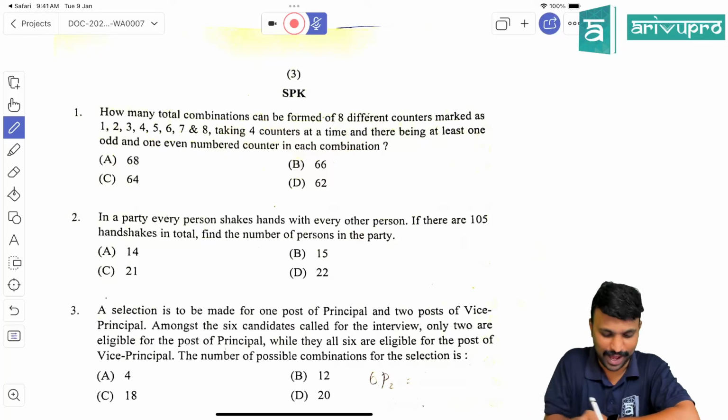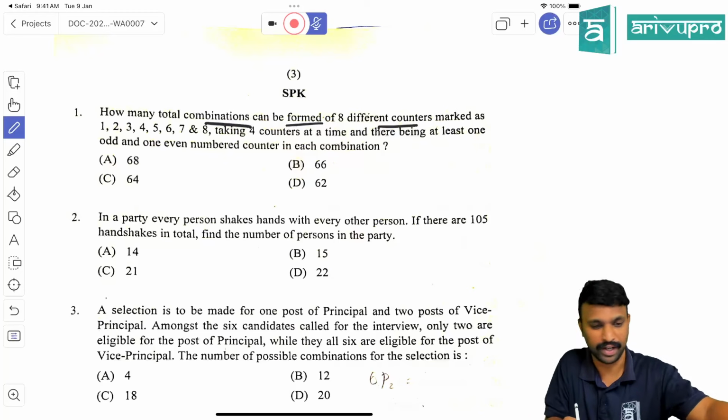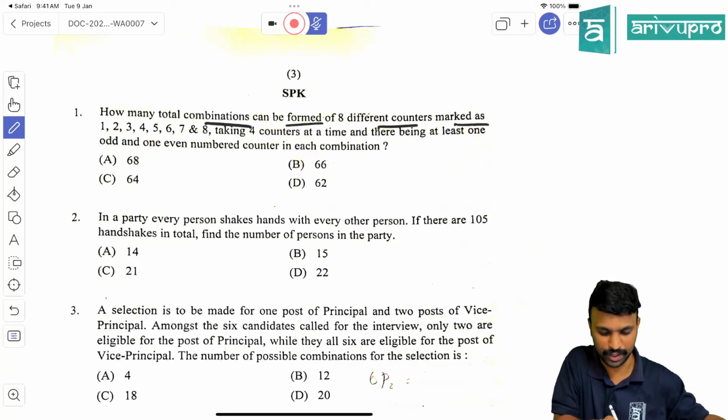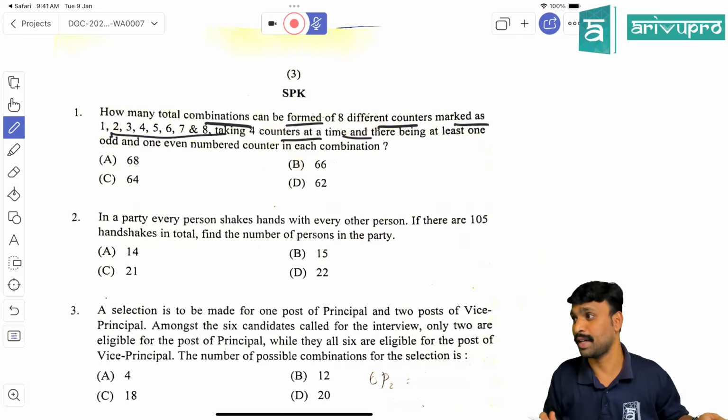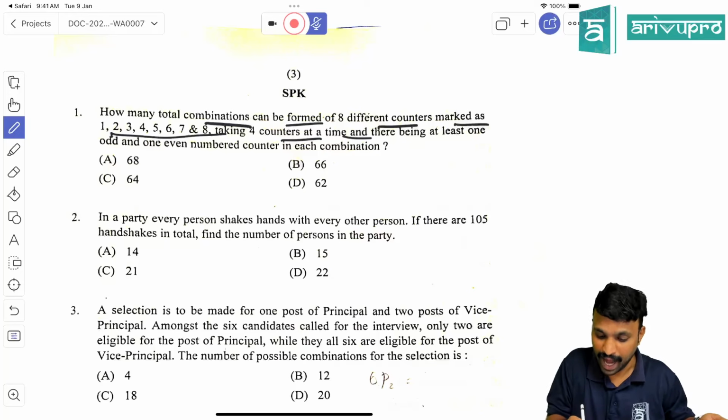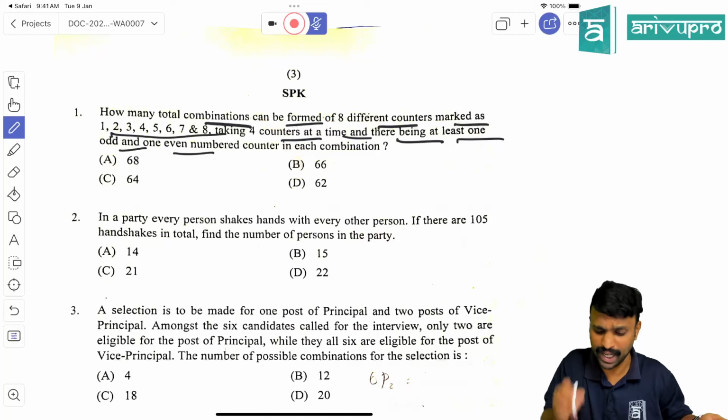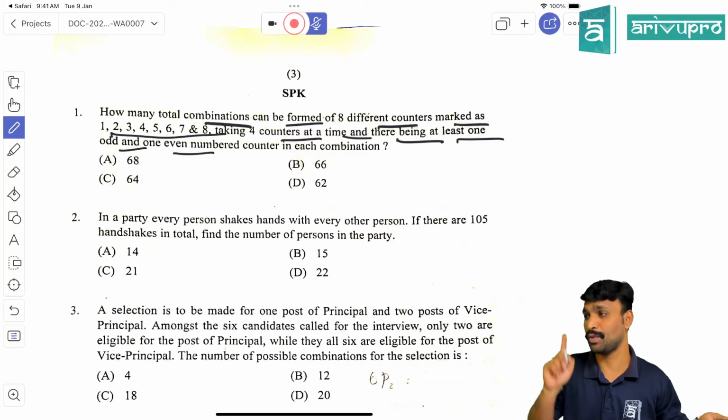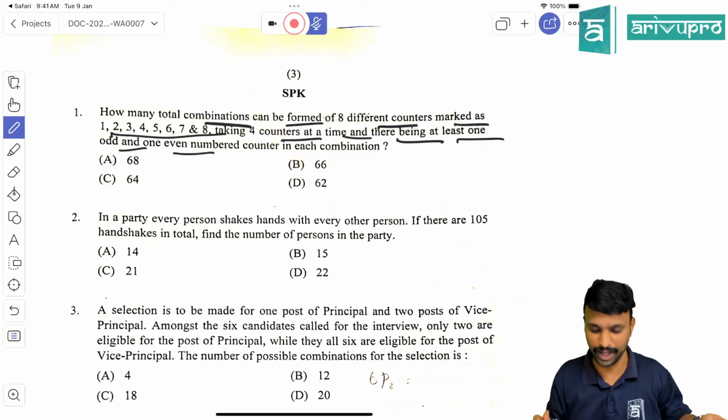The first question: how many total combinations can be formed of 8 different counters marked as 1, 2, 3, 4, 5, 6, 7, 8, taking 4 counters at a time, and there being at least one odd and one even numbered counter in each combination. So that means at least one odd number, at least one even number.